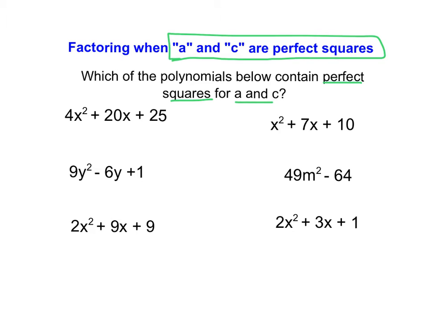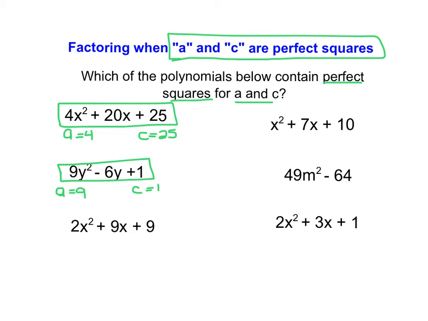If I look at this first example, we have an A value that's equal to 4 and a C value that is equal to 25. Both 4 and 25 are perfect squares because they can be perfectly square rooted to produce an integer. As a result, this strategy would work on this expression. Then the next one, we have an A value that is 9 and a C value that is 1. Again, because both of those can be perfectly square rooted, this will work with the strategy that we're discussing in this video.